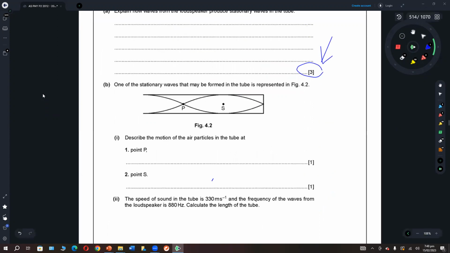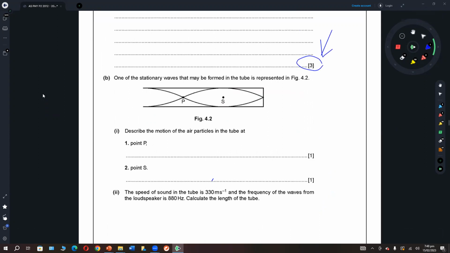Now you see the next one. One of the stationary waves that may be formed in the tube is represented in figure 4.2. Describe the motion of the air particle in the tube at point P. Let me mark again. This is node, this is antinode, this is node, this is antinode. Antinode is the point of maximum displacement and node is the point of zero displacement. So the velocity at P will also be zero and at S will be maximum.